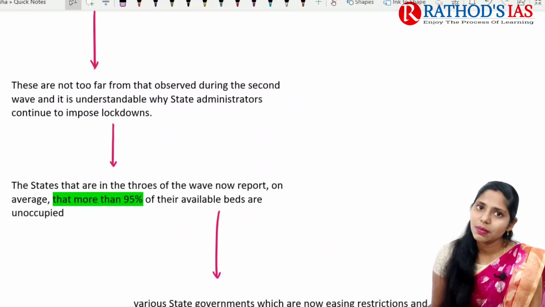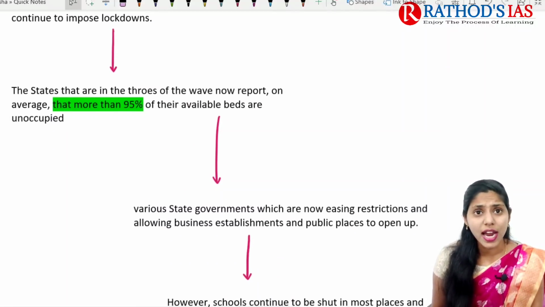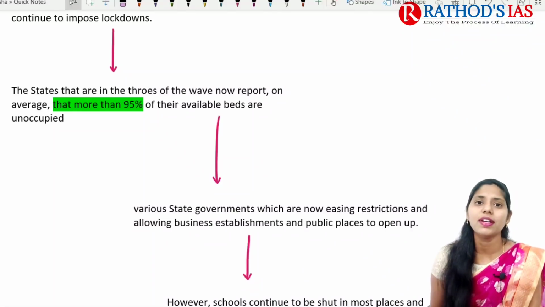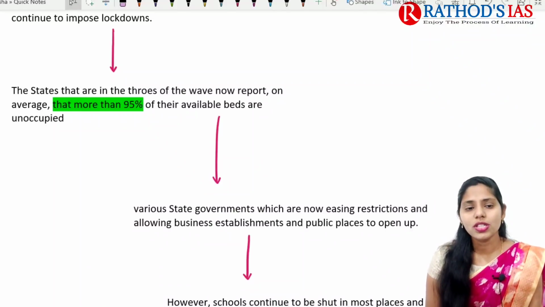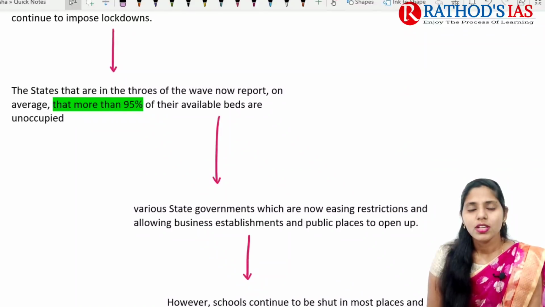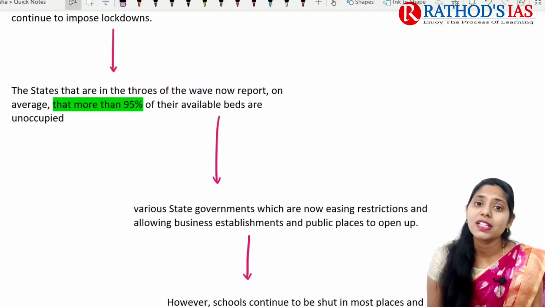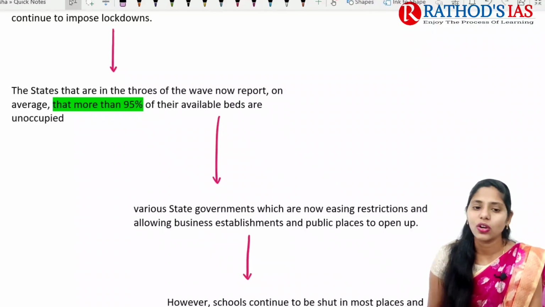But in some number of states, they went for lockdowns. And many schools had been shut down in many states, even in our state also. So the schools had been shut down, okay. In the states in this new report, on average, more than 95% of their available beds are unoccupied. So in many states, as I said, the severity of this Omicron is low. So because of this, 95% of the beds in the hospitals are unoccupied.